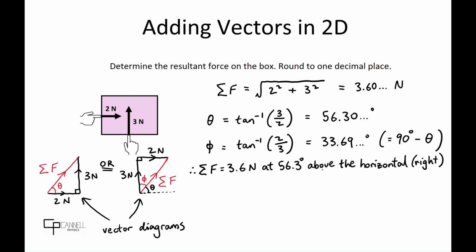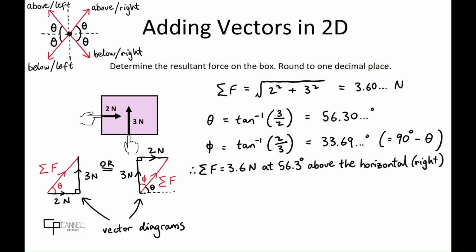It could be below the horizontal, or it could be to the left. So what I'm going to do is show you all 4 possibilities here for the same theta of 56.3 degrees. And then you'll see why we need to be this specific about the direction. You can see all these 4 vectors here have the same theta angle to the horizontal, but they're all in 4 different directions. So you need to be specific whether the vector is directed above or below the horizontal, and also right or left. And for this particular problem, the direction is above and right with respect to the horizontal.